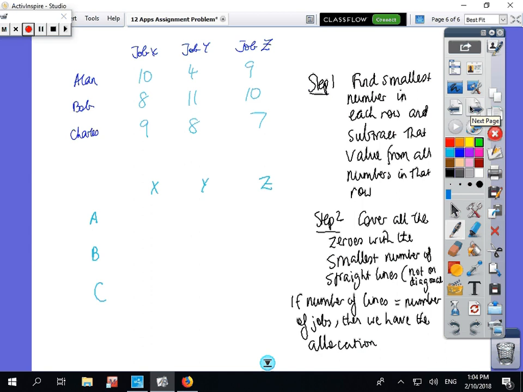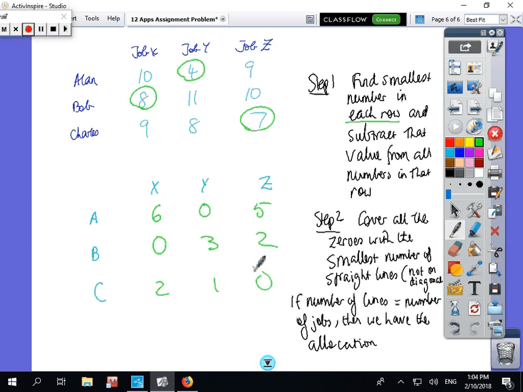The first thing is you find the smallest number in each row. The smallest number is a 4, the smallest number is an 8, and the smallest number is a 7. So the first step is to identify the smallest number in each row, and then we subtract that number from all the numbers in that row. That would turn that into a 6, that into a 0, and that into a 5. That's a 0, that's a 3, that's a 2, that's a 2, that's a 1, and that's a 0. That's what we've done in step 1.